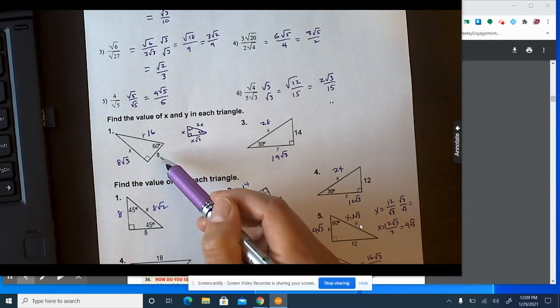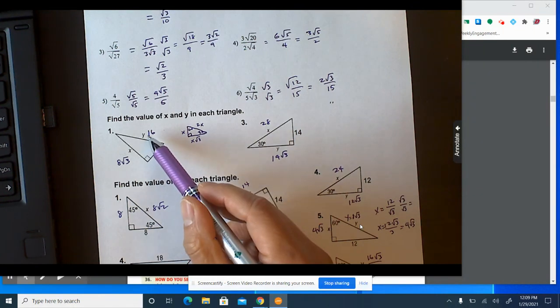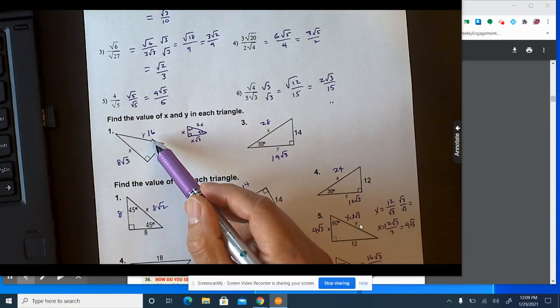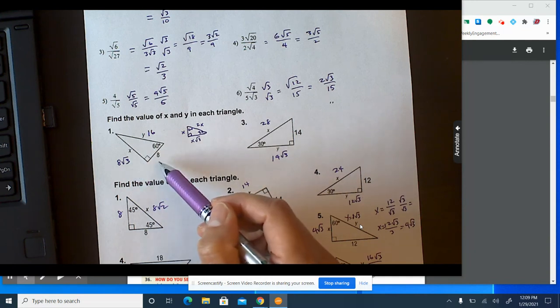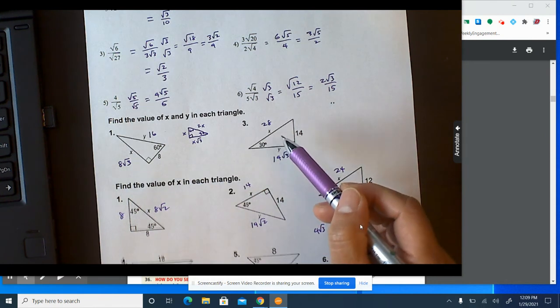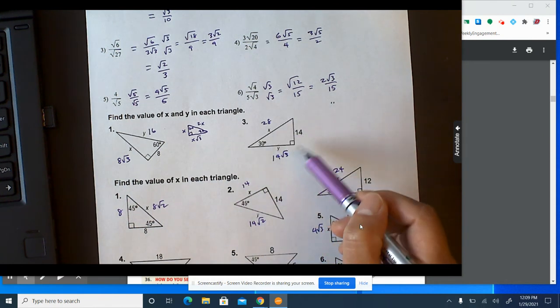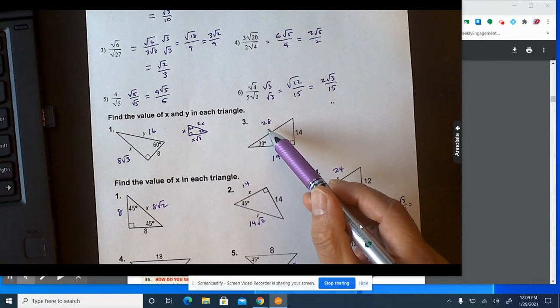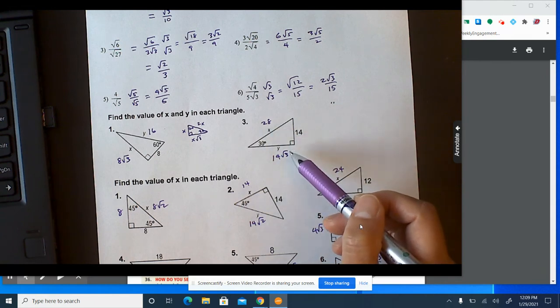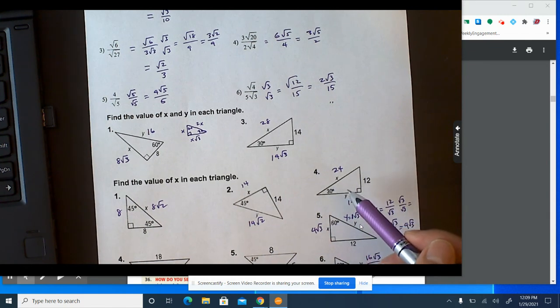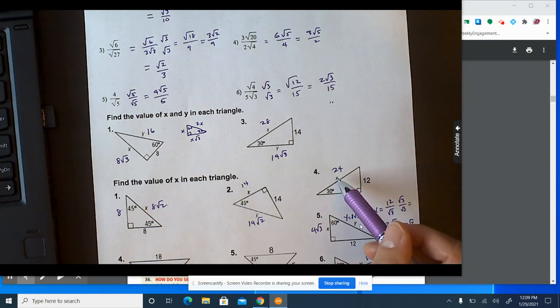So here we're given the short leg is 8. So remember that the hypotenuse is twice as long. So it's 8 times 2 or 16. And the long leg is just root 3 times whatever the short leg is. So 8 root 3. Number 3, we have the exact same problem, different numbers. So 14, hypotenuse is twice as long, so 28. Long leg is just the short leg times root 3. Okay. Number 4, exact same problem, different numbers. Okay, short leg is 12, hypotenuse is twice as long as that, so 24. Long leg is root 3 times the short leg, so 12 root 3.